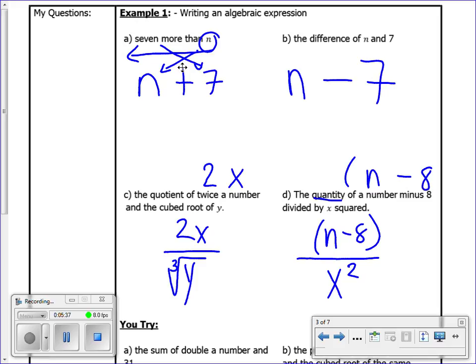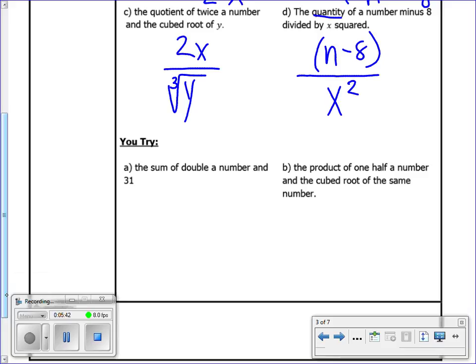Now you guys take a second and do the You Try, and I will do it out loud. The sum of double a number and 31. Double is just like the word twice. Okay, it means multiplication of 2. So you have 2n. The sum means addition, and you put that plus sign where you see the word and. So 2n plus 31.